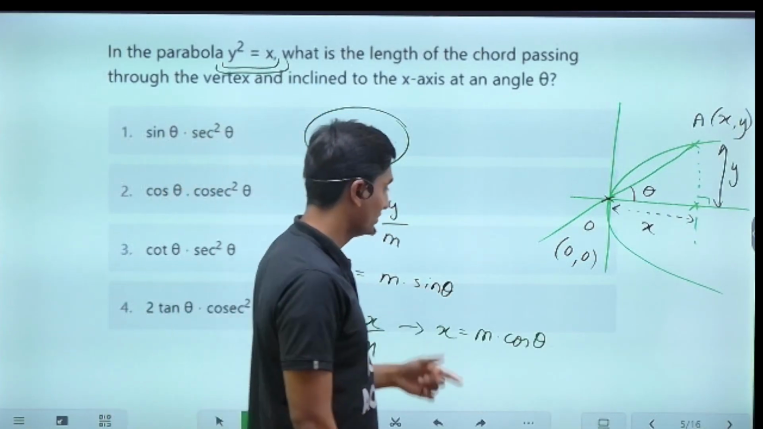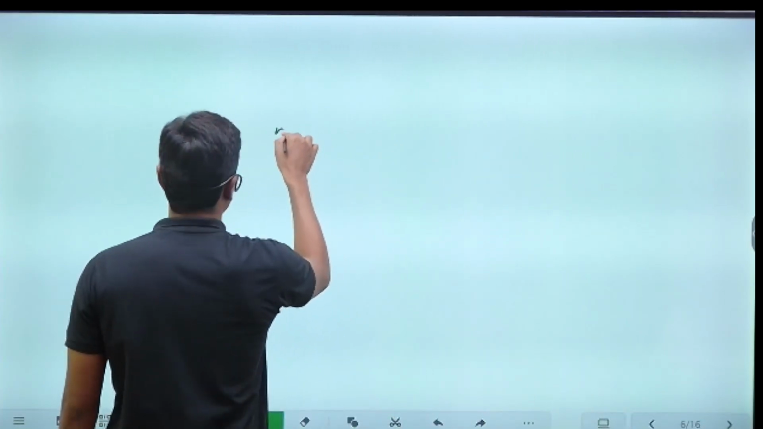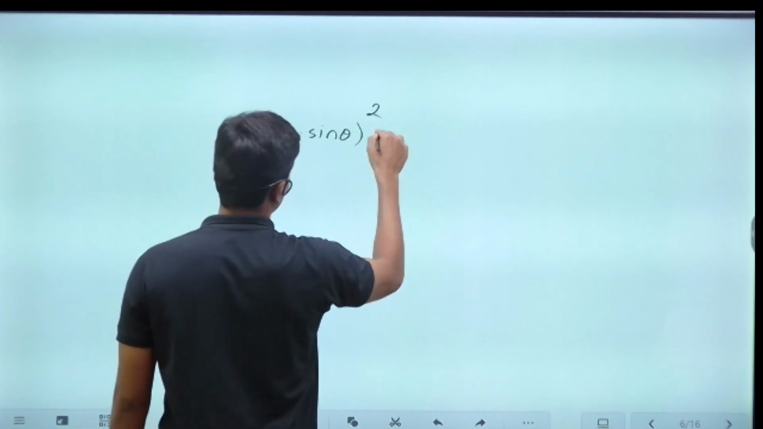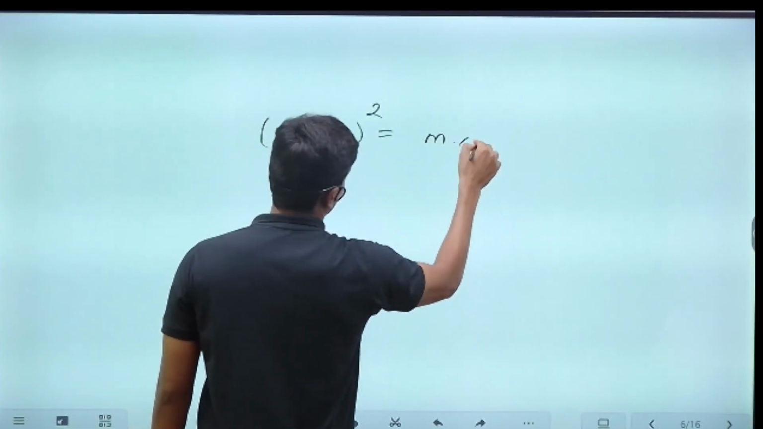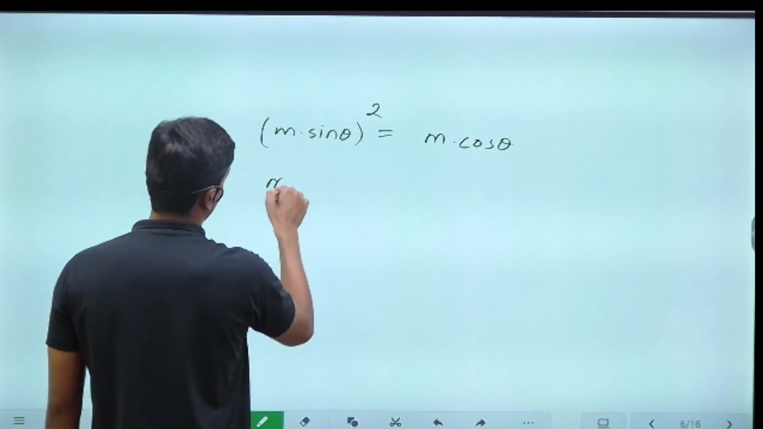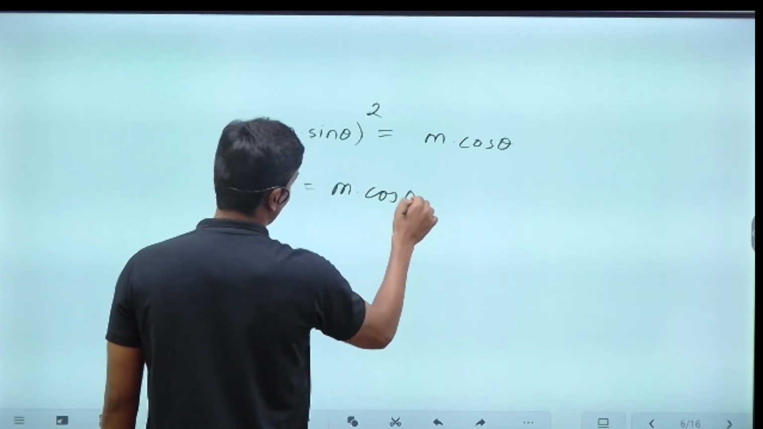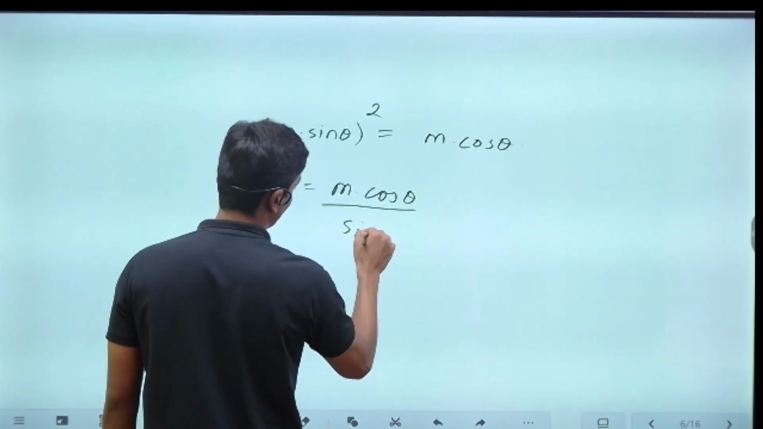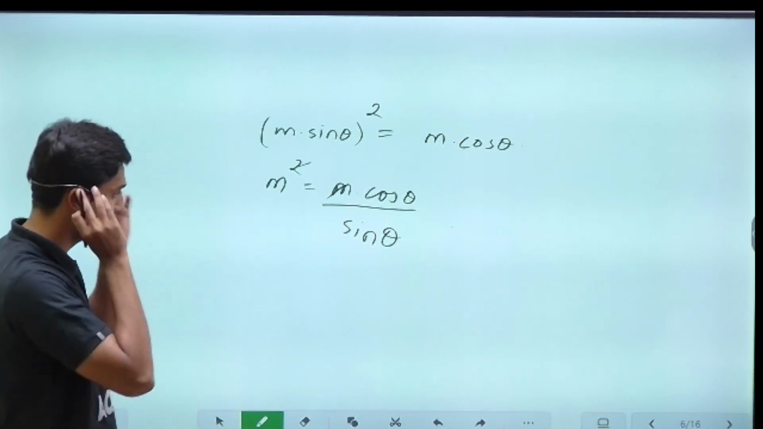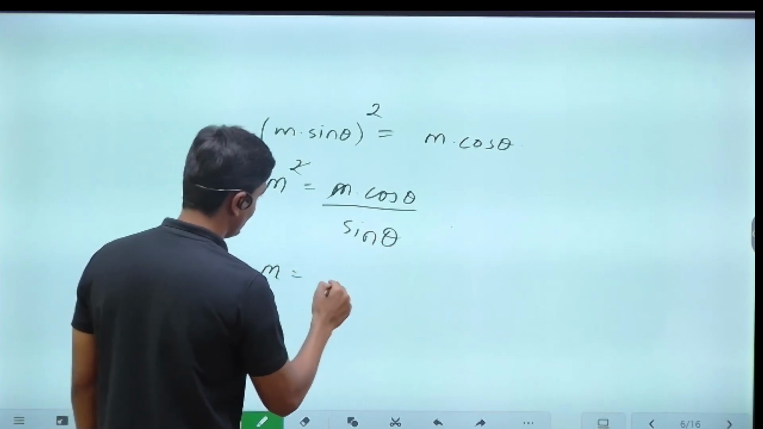So what is y here? M sine theta. And what is x? M cos theta. M into sine theta whole square, which is nothing but y square, and m into cos theta, which is nothing but x square. So I can take the value of m square is equal to m into cos theta divided by sine theta. M and m, they'll both get cancelled out. So what is the value of m?